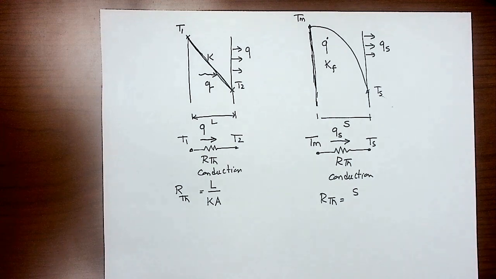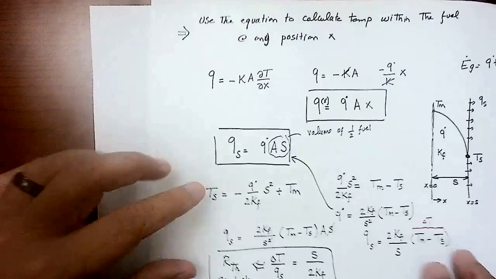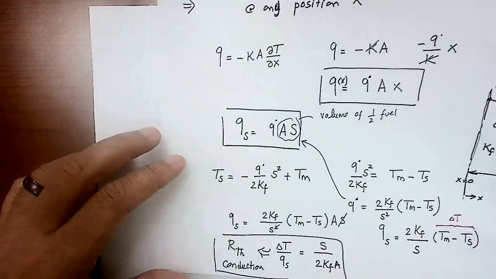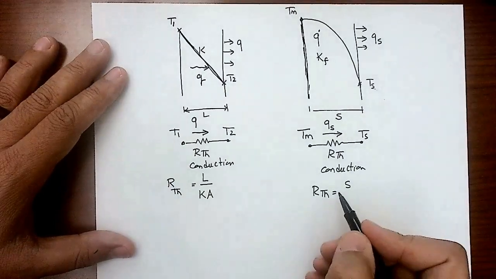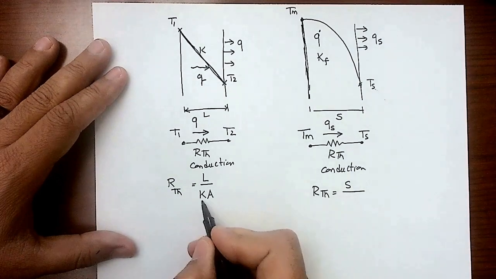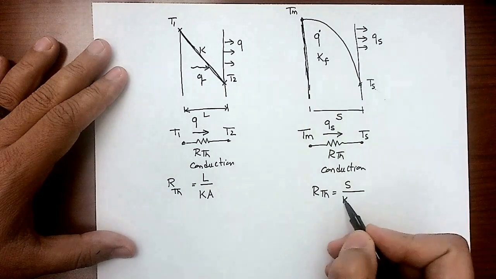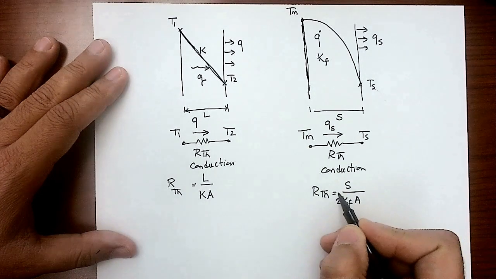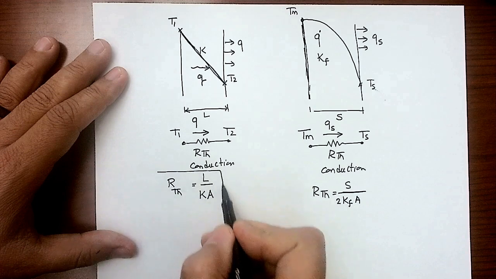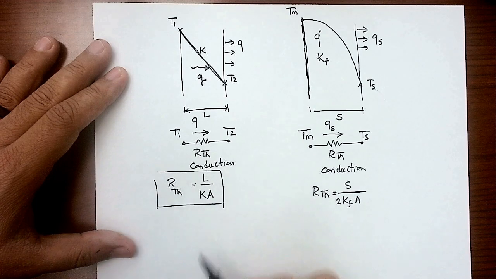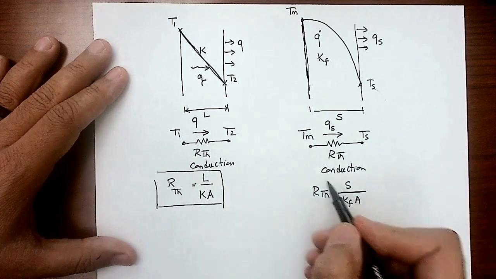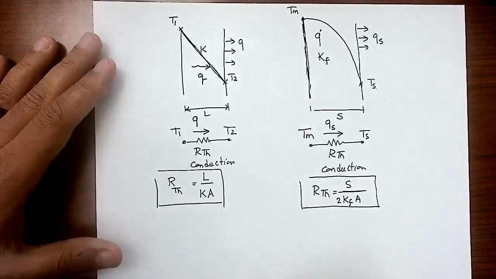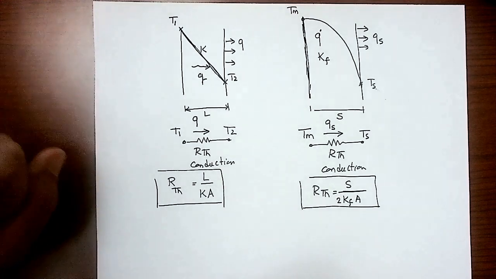I think I missed A in this equation, right? We are missing A here. So this A has to go in here too. Okay, so this is S, which is the thickness, divided by K, which became K of the fuel. A remained the same, but there is a 2 in this equation. So this is the thermal resistance of plate type, no heat generation inside. This is the thermal resistance for conduction in a plate type, but it contains heat generation.